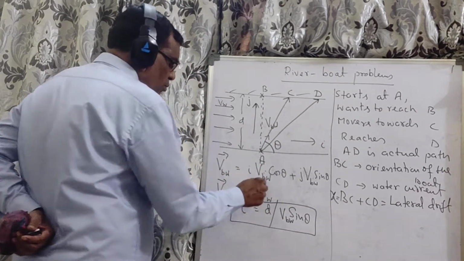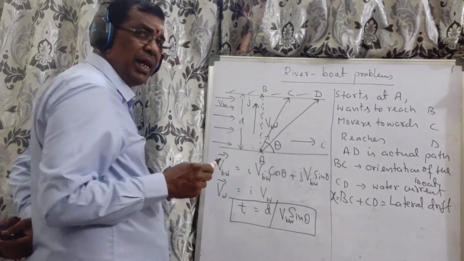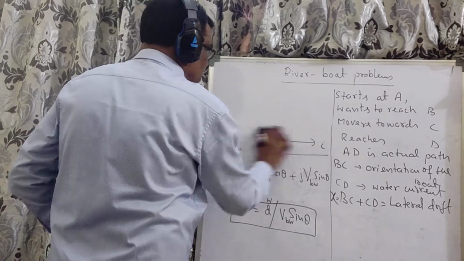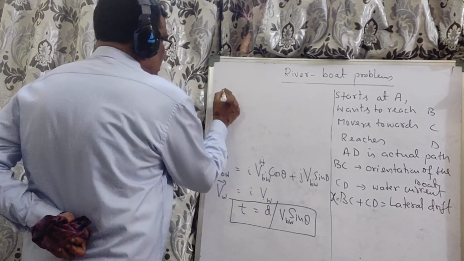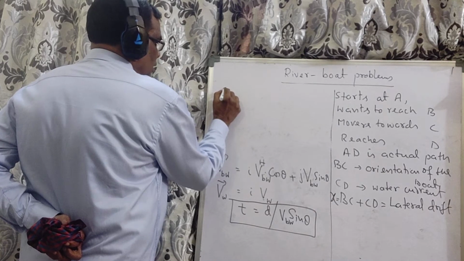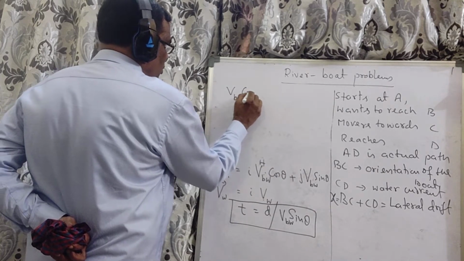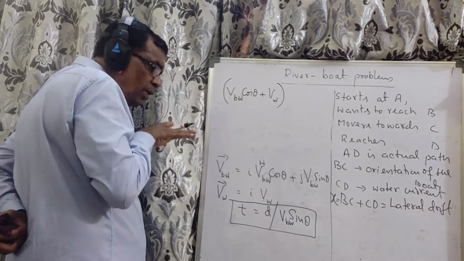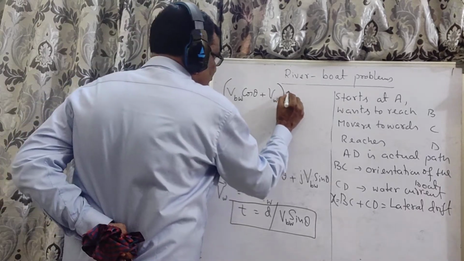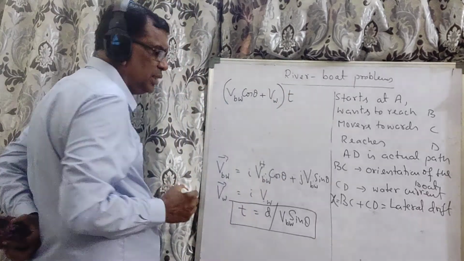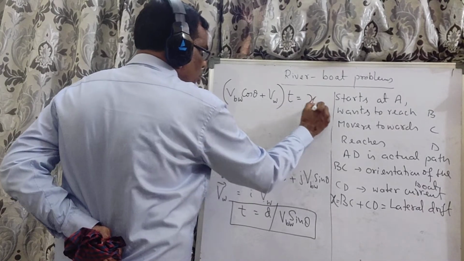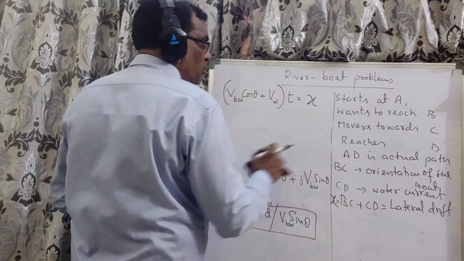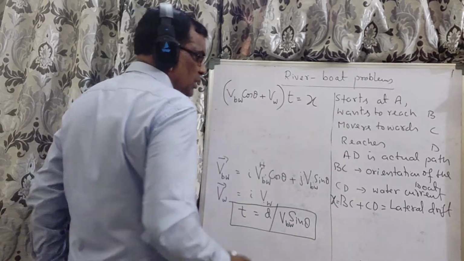Actual VBW cos theta plus VW. Okay? So I will erase this here and write VBW cos theta plus VW in this way. Suppose if I take the total time t, then this is nothing but your x, the lateral drift. Now, two important points. I hope you have written down all these points.